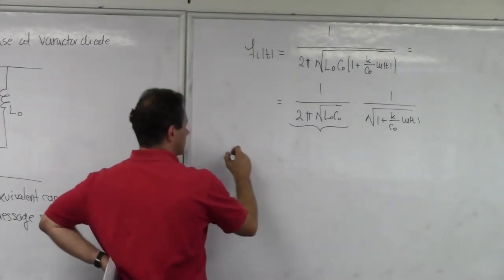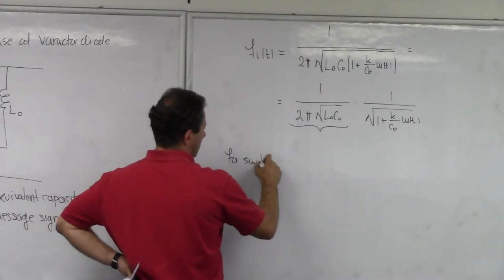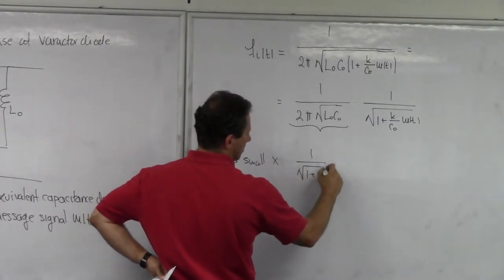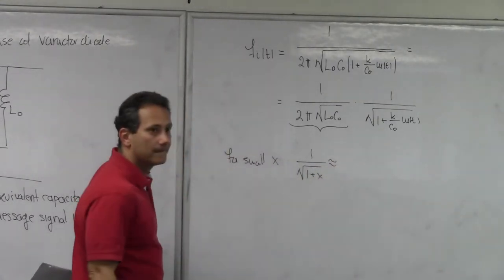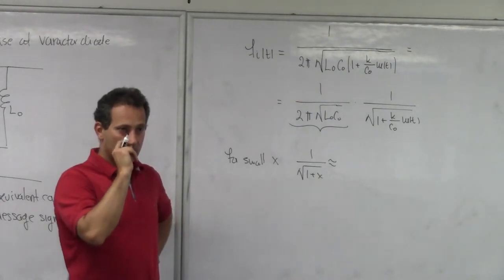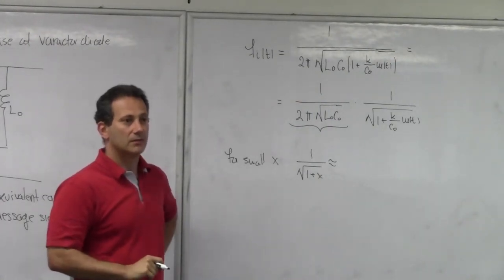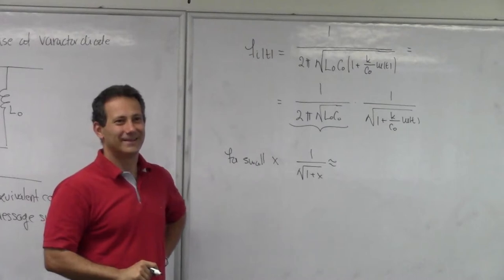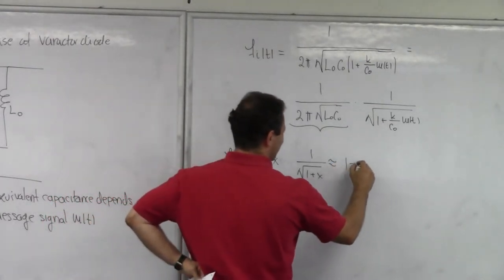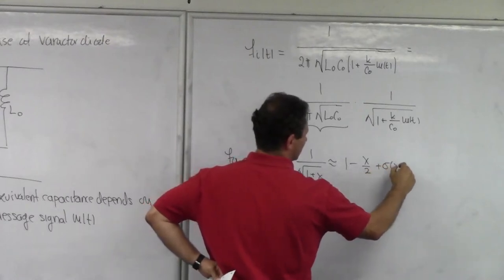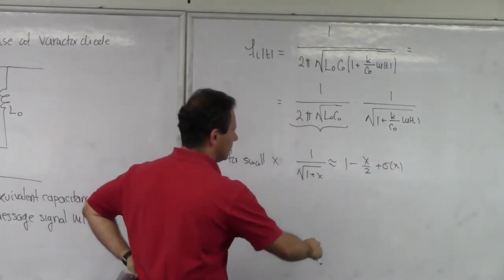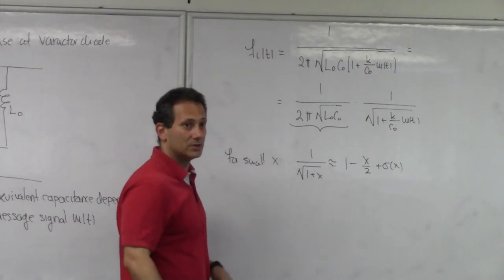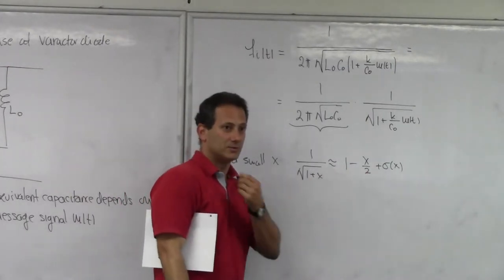Now if we use the identity for small x, 1 over square root of 1 plus x is approximately equal to what? What's the first order approximation of this? Use Taylor series. Anybody? It's 1 minus x over 2, plus higher order terms. Look at your calculus book, but essentially what you're doing here is decomposing this into a Taylor series and then keeping just the first two terms.